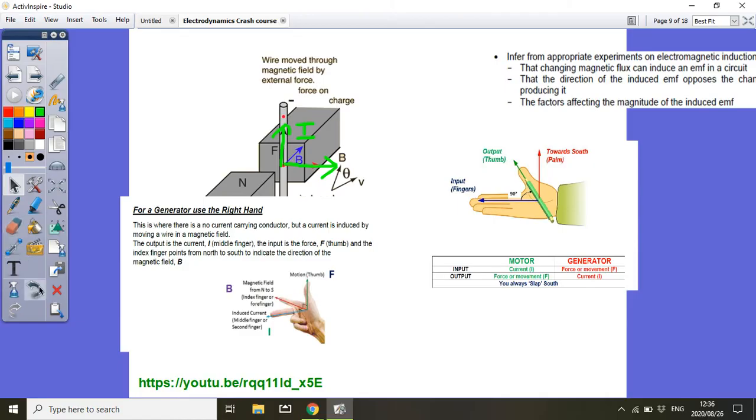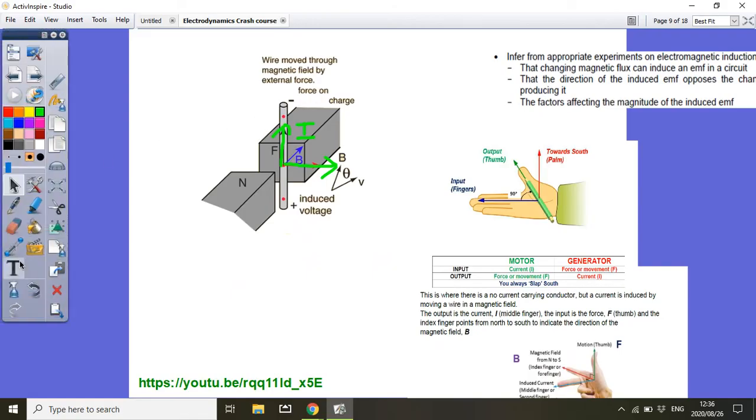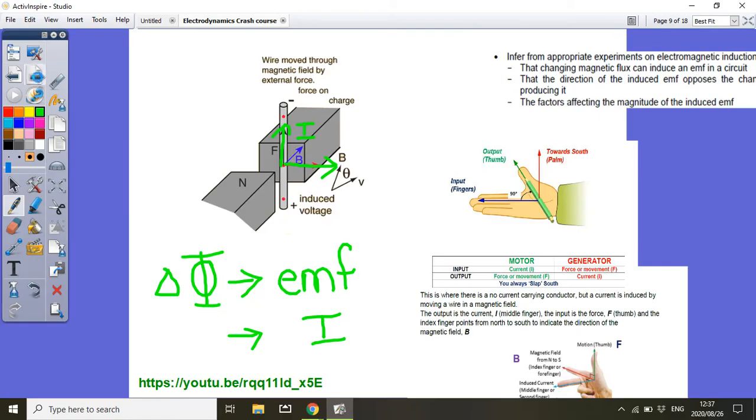Now, just quickly saying it again, what's important here is that you need to know that when I'm moving the wire, there has to be a change in the magnetic flux. If there is a change in magnetic flux, there will be an EMF induced. The EMF induced will cause a current to flow. Now, this brings us to Faraday's law of electromagnetic induction, which is super important.